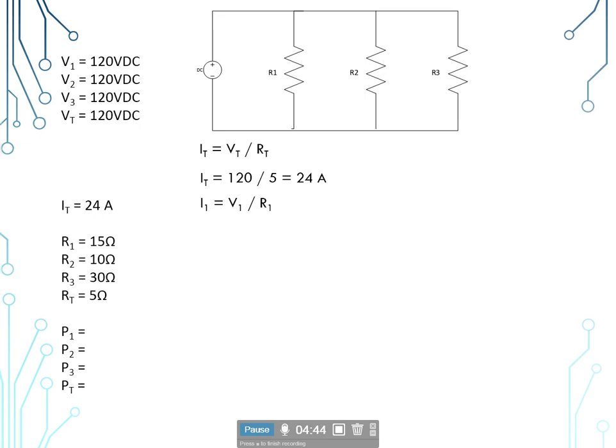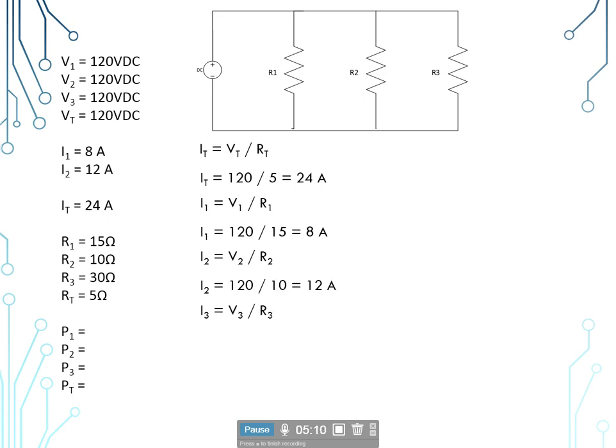I sub 1 is equal to V sub 1 divided by R sub 1. So V sub 1 of 120 volts divided by 15 ohms of R sub 1 will give us 8 amps for that first branch. I sub 2 is equal to V sub 2 divided by R sub 2. So V sub 2 of 120 volts divided by R sub 2 of 10 ohms will give us 12 amps. I sub 3 is equal to V sub 3 divided by R sub 3. So V sub 3 of 120 volts divided by our 30 ohms of R sub 3 will give us 4 amps.